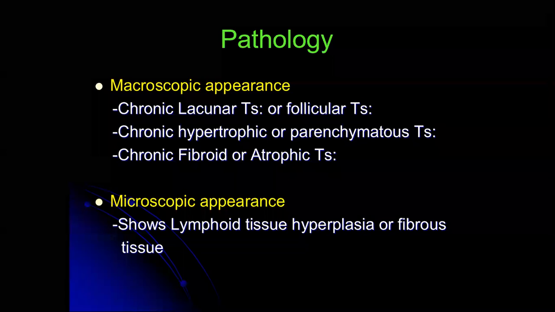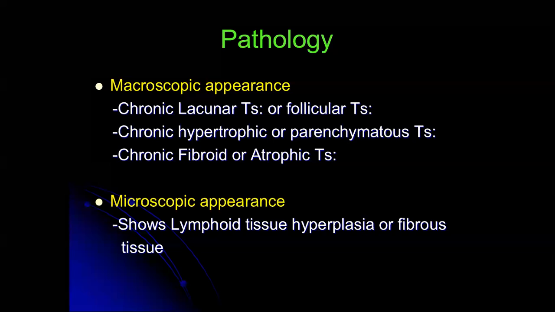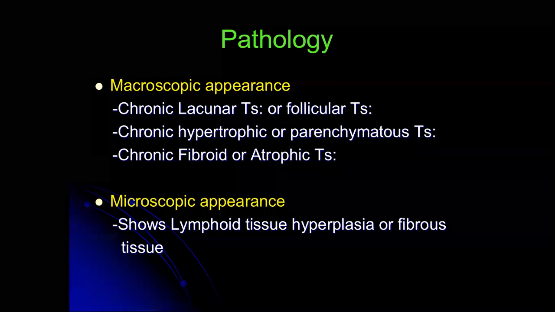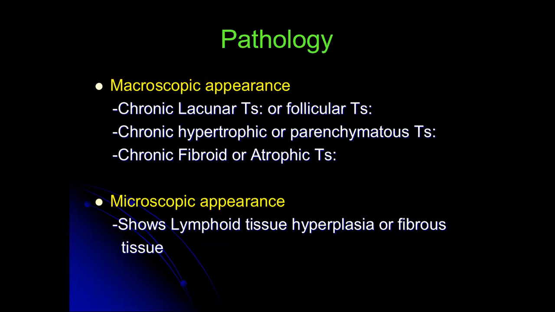Now the third one is when there is shrinkage, called chronic fibroid or atrophic tonsillitis. This is a very painful condition for the patient. When you look at the throat, there is no enlargement of the tonsil, but it is in a fibroid or atrophic stage, and the pain is severe in these patients. Now, below this, there is the microscopic appearance, which shows lymphoid tissue hyperplasia or fibrous tissue.